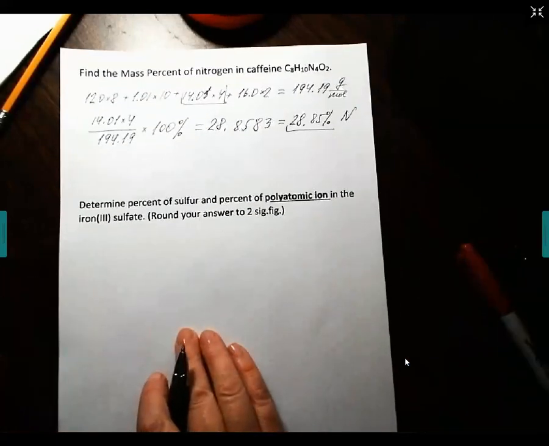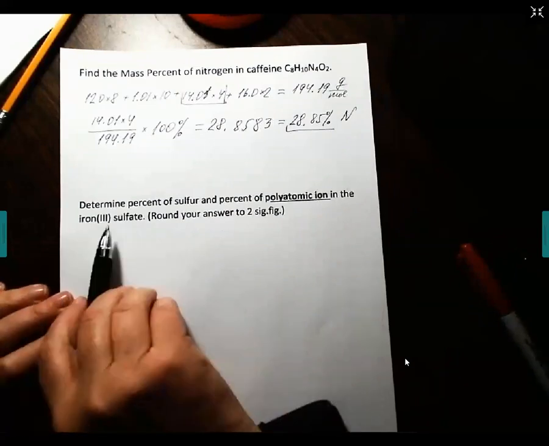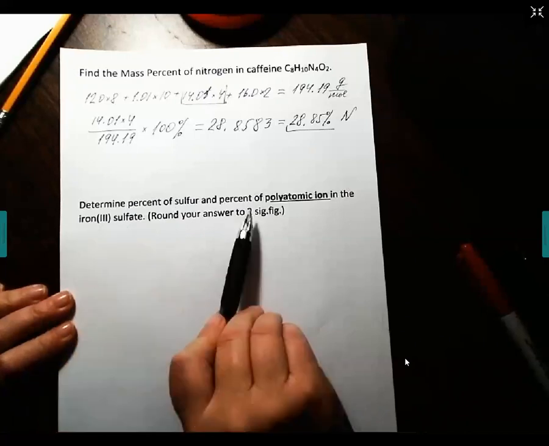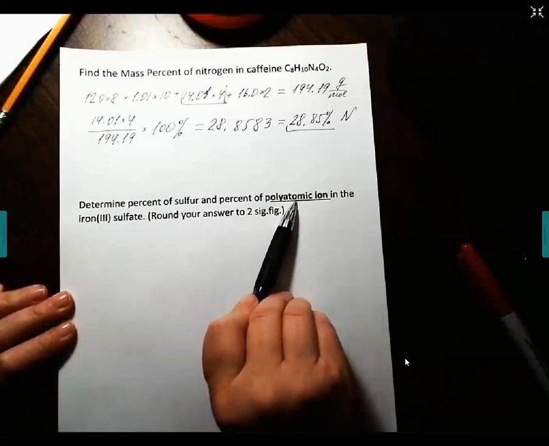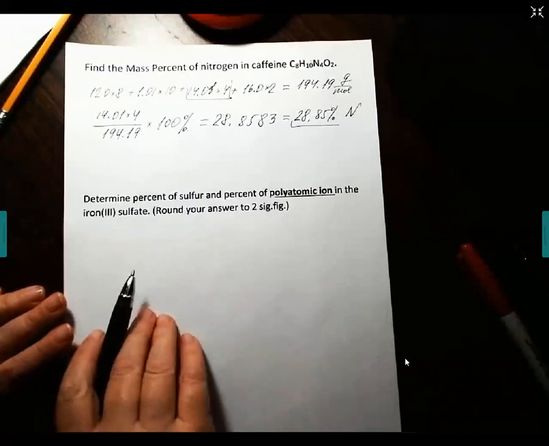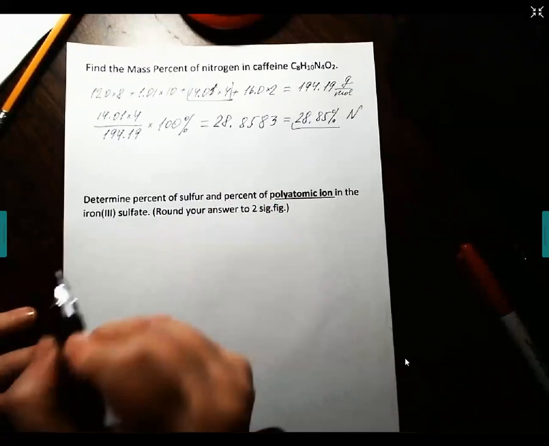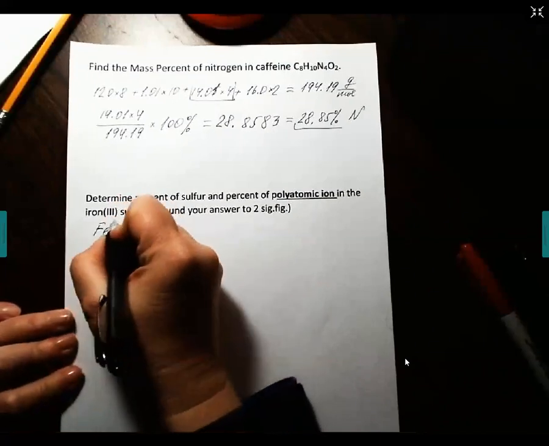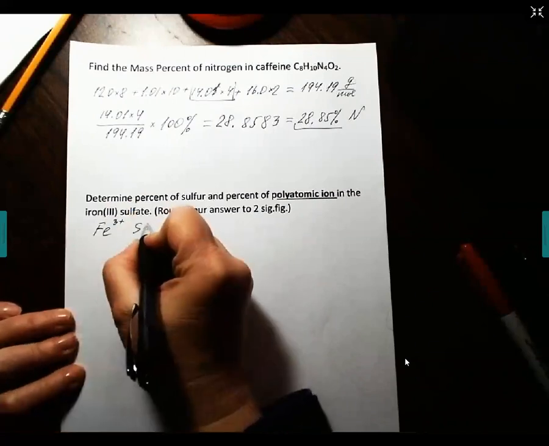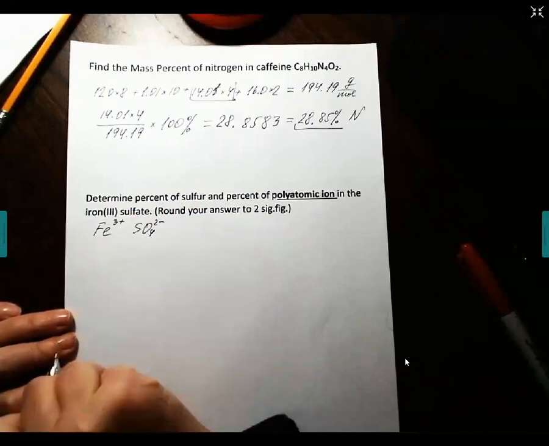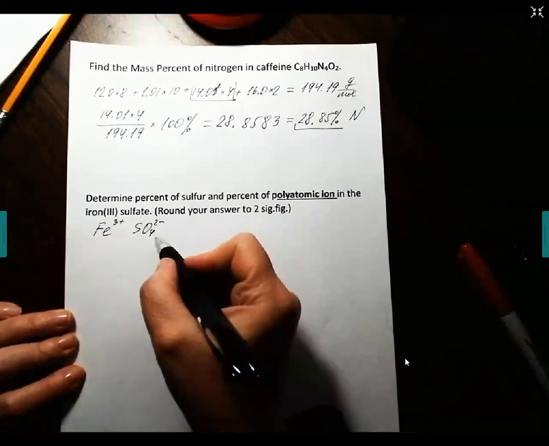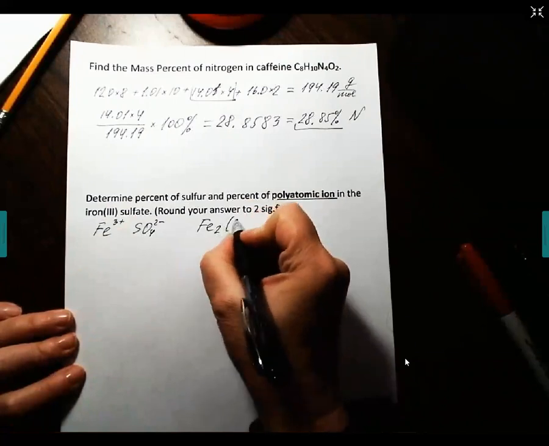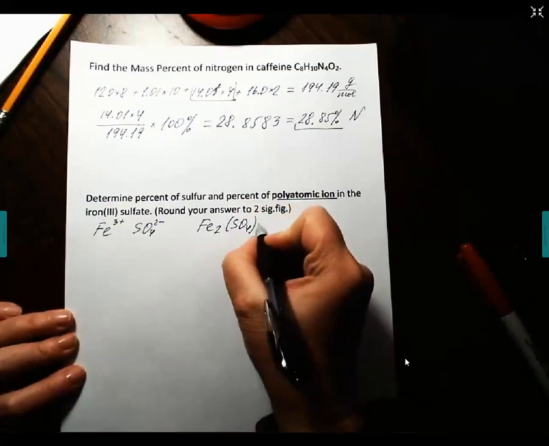Now, in our next problem, we need to determine the percent of sulfur in iron 3 sulfate and the percent of polyatomic ion in the same compound. So first, let's figure out what's the formula of this compound. We know it should be iron 3, so Fe 3 plus. We know sulfate has a charge 2 minus. So when we do crisscross, we'll get the formula Fe2(SO4)3.